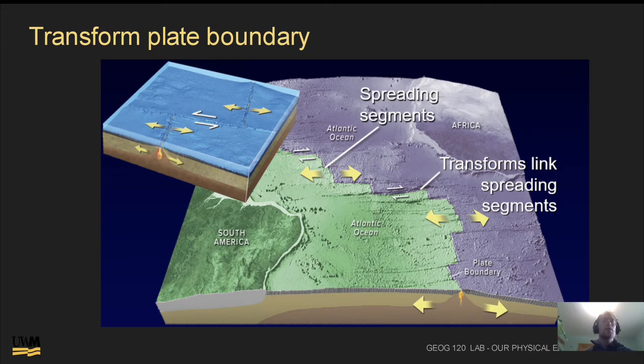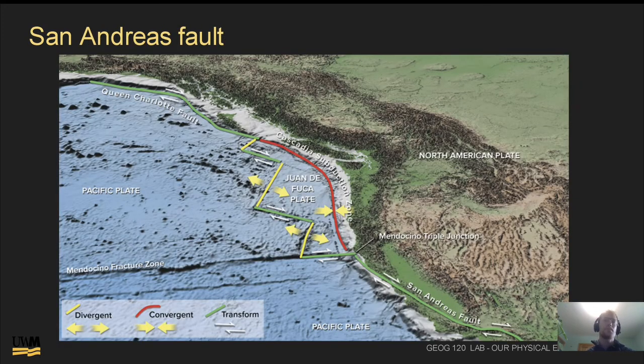And transform boundaries, remember, that's just slipping side to side of one another. They often have this distinct shape with 90-degree angles from one another. So that's very indicative of divergent boundaries and transform boundaries occurring together. They're both forming around the same place.